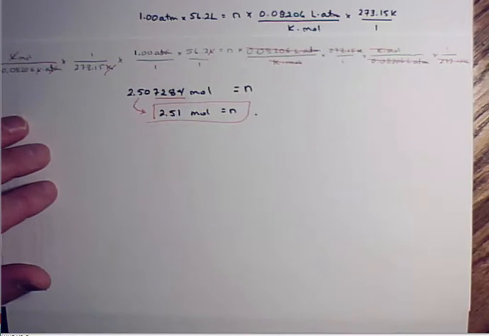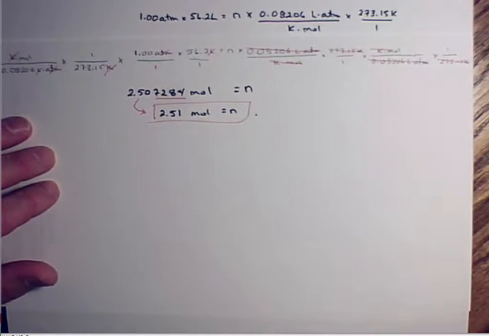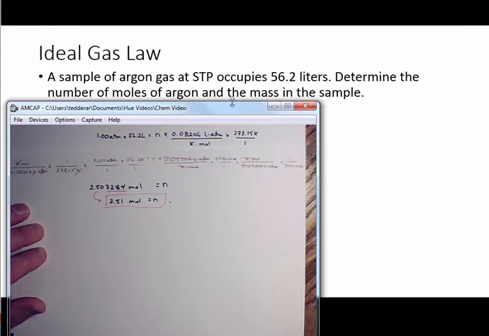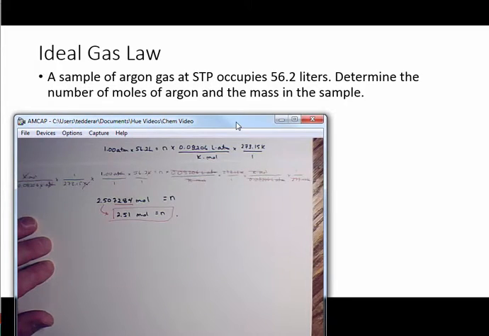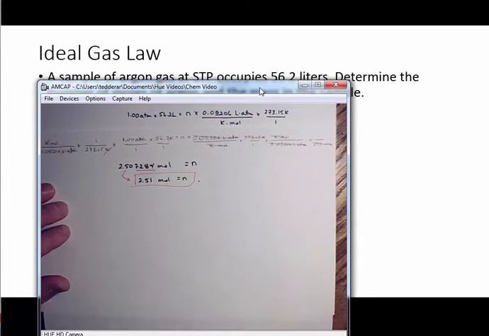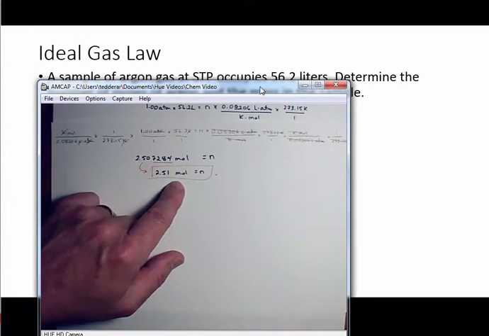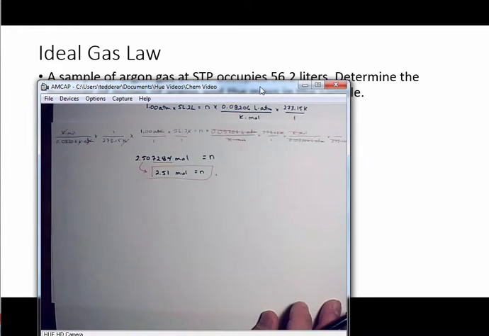Oh, we didn't finish this problem. That's right, we can't finish yet. Let's go back and look at what the original problem said, because the original problem said we also need to find the mass. Now that's not so hard. If we know moles, how do we find the mass? Oh, come on, that was the whole last unit. Converting between moles and mass?